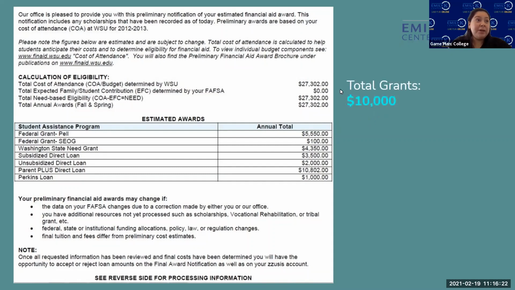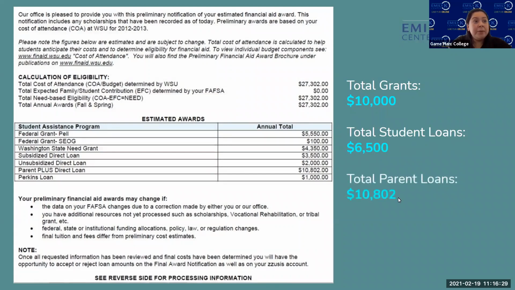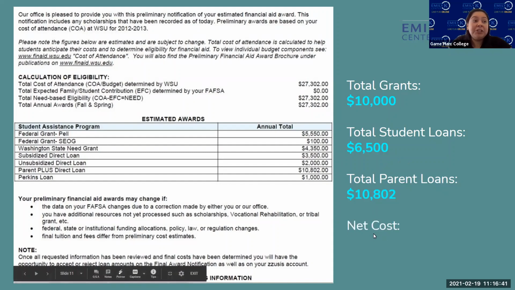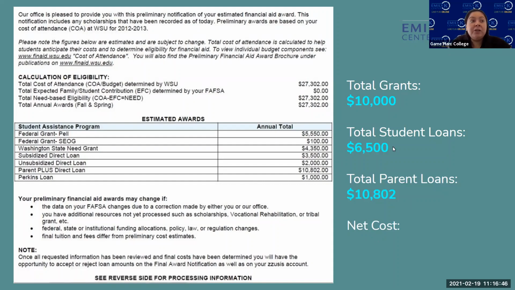And I would say that's correct. And here's the math. Total grants is $10,000, total student loans $6,500, but then total parent loans $10,802. So that's about $17,000 and some of parent loans. And so how much this net cost is a new term. How much is this actually costing me? What it's actually costing me is that loan amount, the money I'm going to have to pay back.